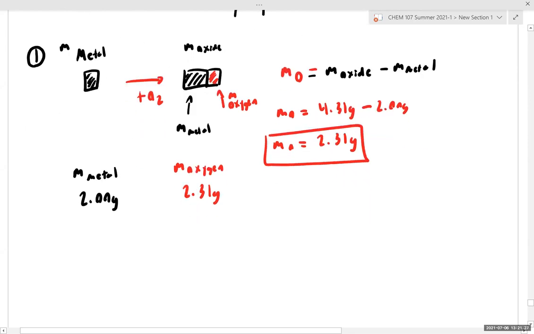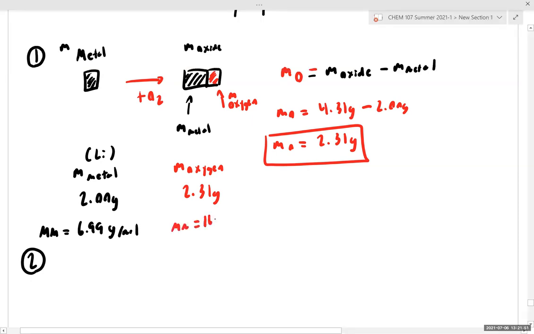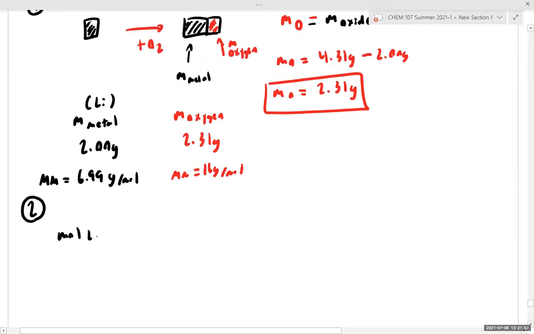Okay, now if we want to calculate the empirical formula, we need the moles. And we can calculate the moles of each element given the mass and the molar mass. We know the molar mass of lithium is 6.99 grams per mole, and we know the molar mass of oxygen is 16 grams per mole. So then we can calculate the moles of each of our elements.